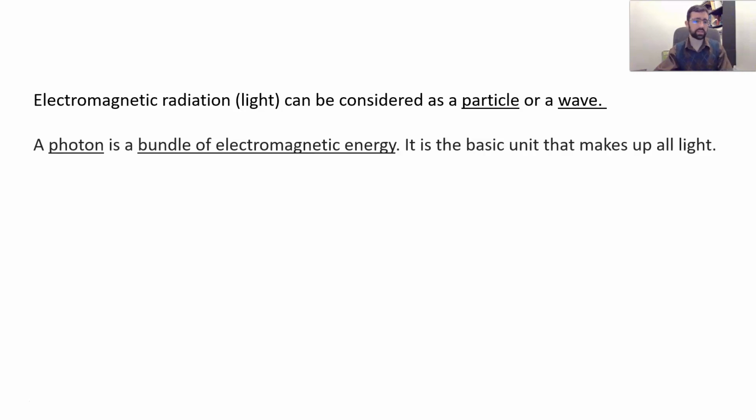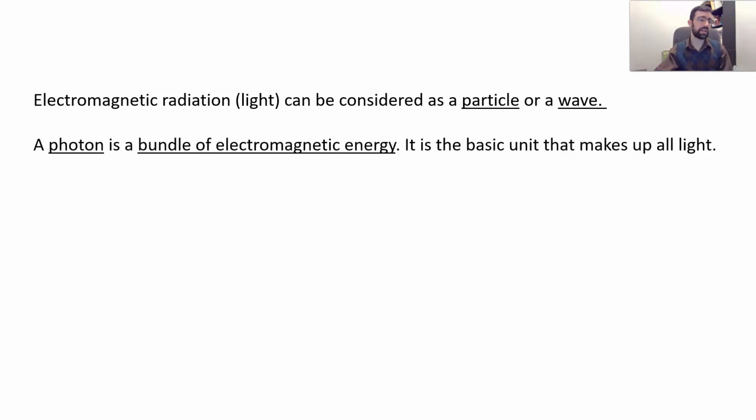Electromagnetic radiation, as we learned, light, can be considered as either a particle or a wave. It's got the wave-particle duality of light. You've probably heard of that before. If not, you'll hear of it in physics. It behaves like a particle in some ways and like a wave in other ways.